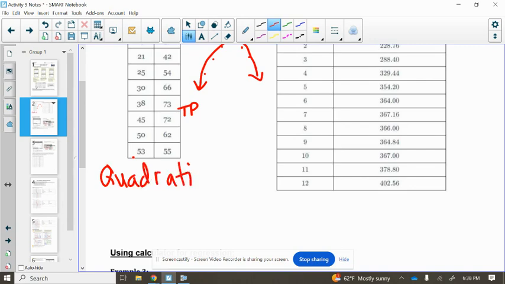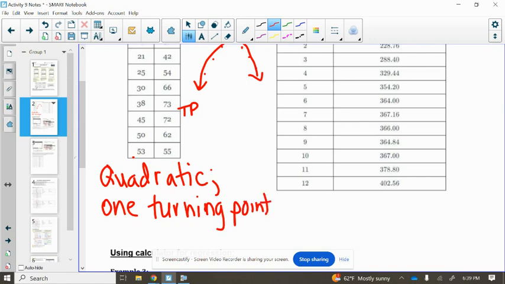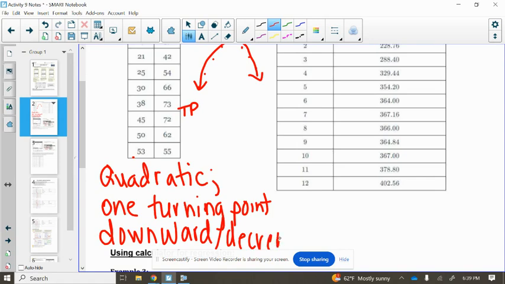And the reason we would say that is because it's got one turning point, and we would say that this is a decreasing graph because of that downward facing shape of our parabola. So we would say it's downward or decreasing end behavior as we finish this out.